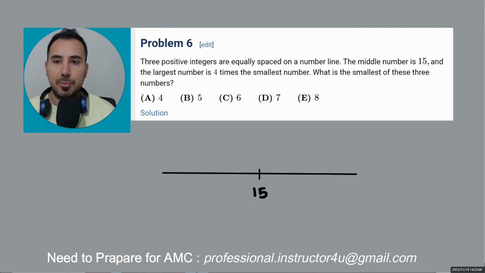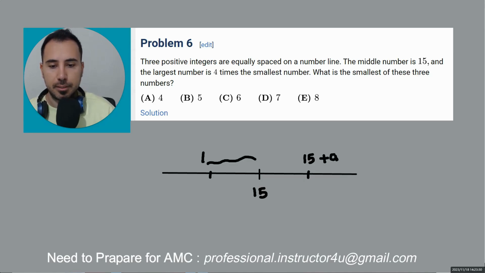Okay, problem 6. 3 positive integers are equally spaced on a number line. Because it says equally, the next number will be 15 plus this distance, whatever it is. I'm going to call it A. So the one before it is going to be minus the same distance. So it's going to be 15 minus A. These are our 3 numbers.